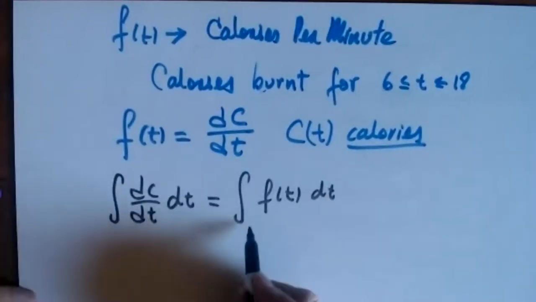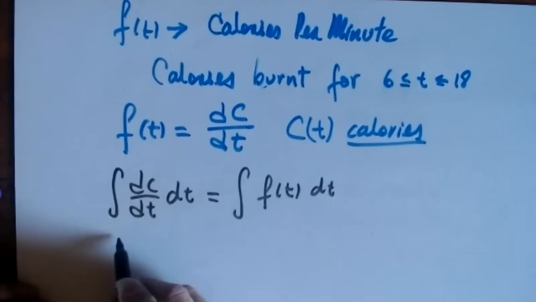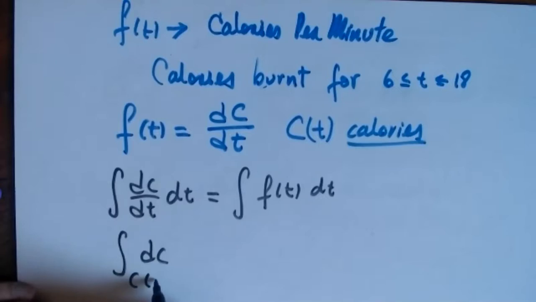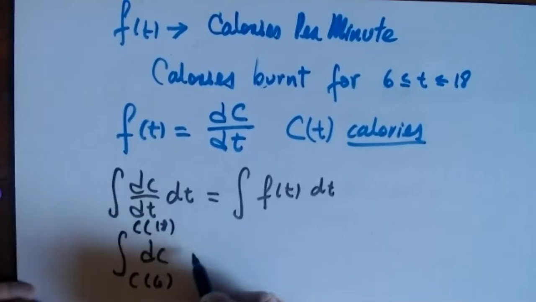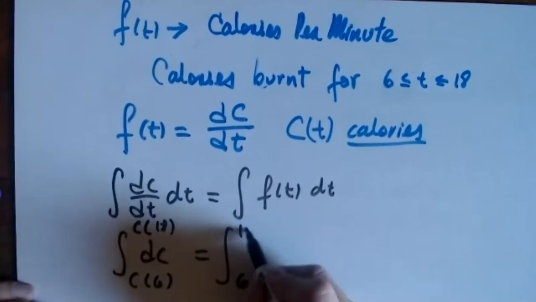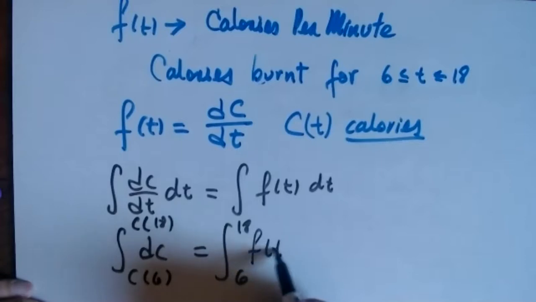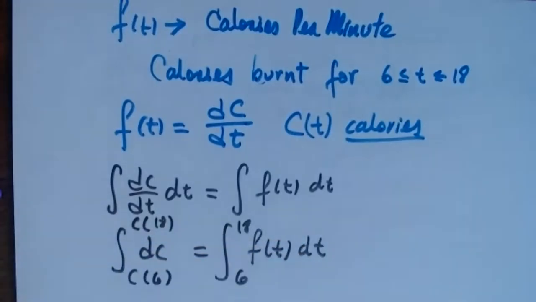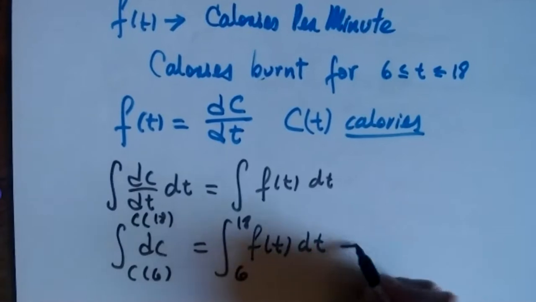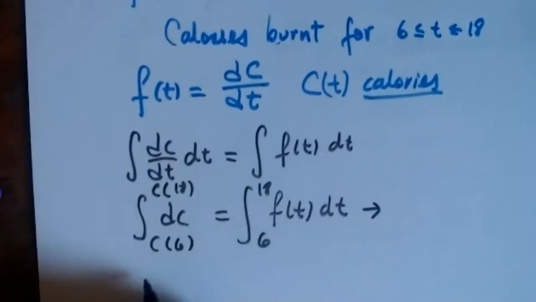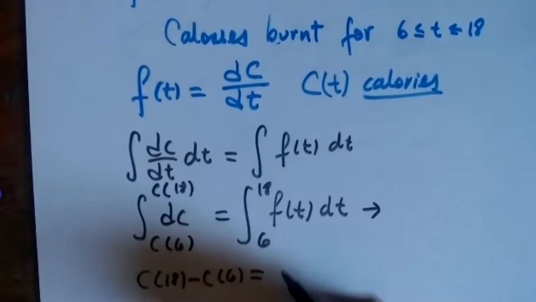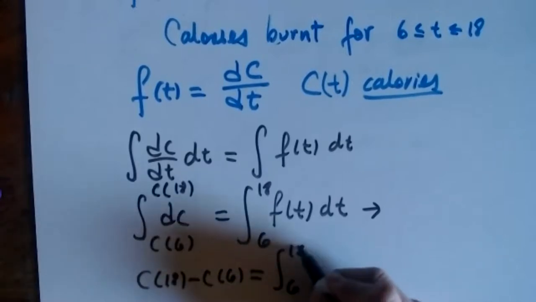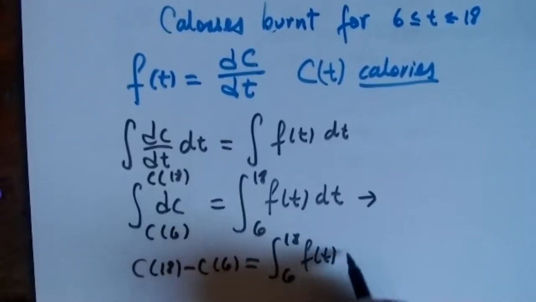Now, this is going to be the point. So this is going to be the integral of dc. So the calories in 6, calories in 18, right? Equals the integral from 6 through 18 of f of t dt, correct? So I have to integrate this function. So this is going to be C18 minus C6 equals this integral from 6 to 18 of f of t dt.